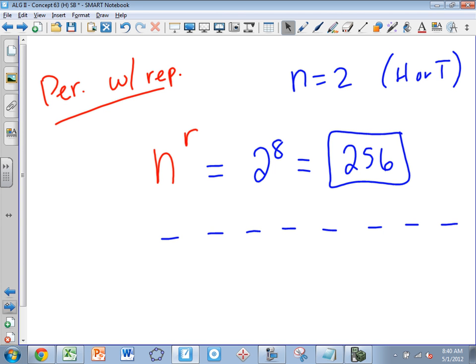What do we got? Somebody raise their hand and tell me. Either permutation or combination? Permutation, why? Because it doesn't matter what order you pick. So it's combination. The second part, you're right.